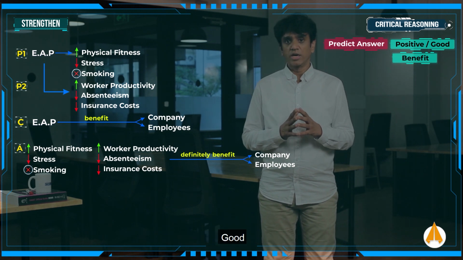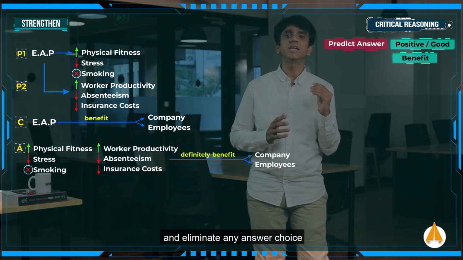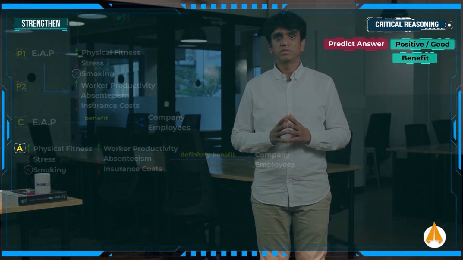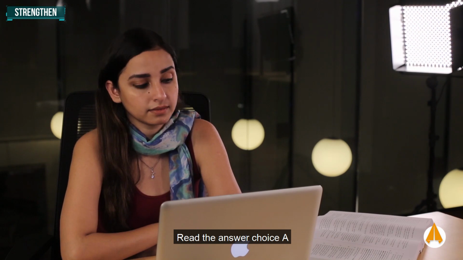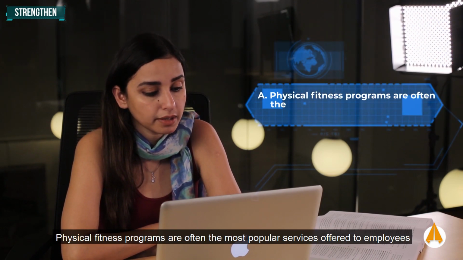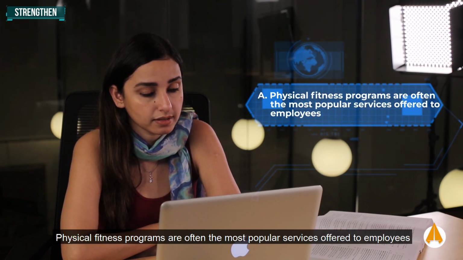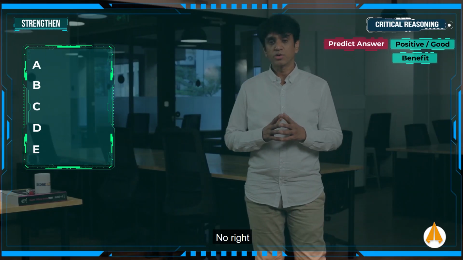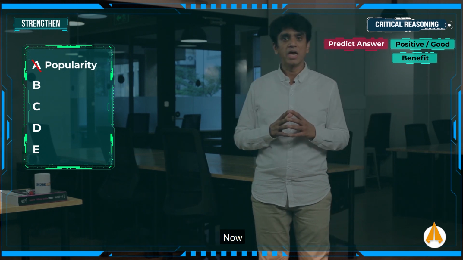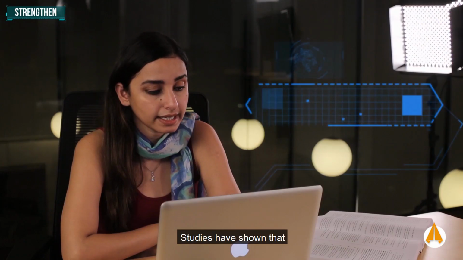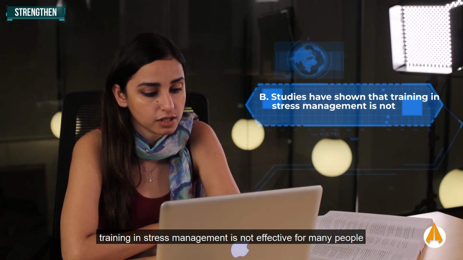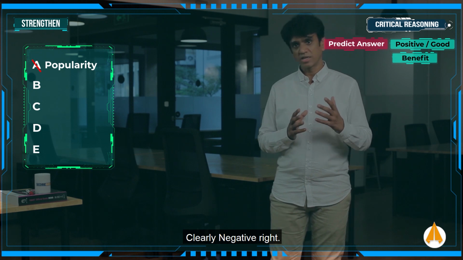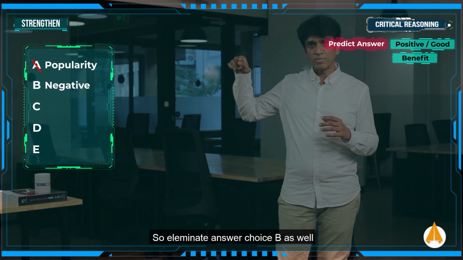Now, let us go to the answer choices and eliminate any answer choice that is not positive, that is not showing benefit. Read the answer choice A. Physical fitness programs are often the most popular services offered to employees. Is popularity a benefit? No. So, you cannot have answer choice A. Now, let us go to answer choice B. Studies have shown that training in stress management is not effective for many people. Tell me, is it positive or negative? Negative. Clearly negative, so eliminate answer choice B as well.